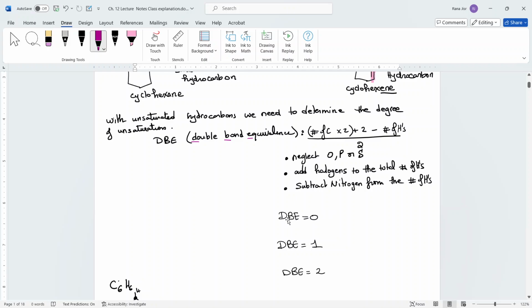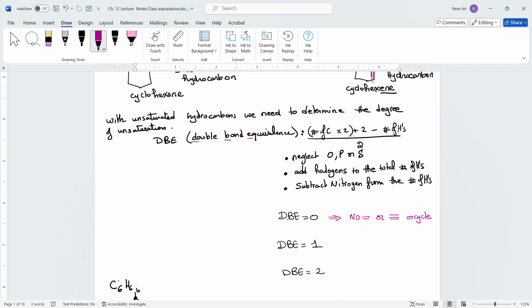So you're going to end up getting a value for the DBE, and the value for the DBE is always an integer. So you cannot have it 1 point something. It is always an integer. It's either 0, 1, 2, 3, and as you go. So what does a DBE of 0 mean? A DBE of 0 means that there is no double bond or triple bond or a cycle in your structure.